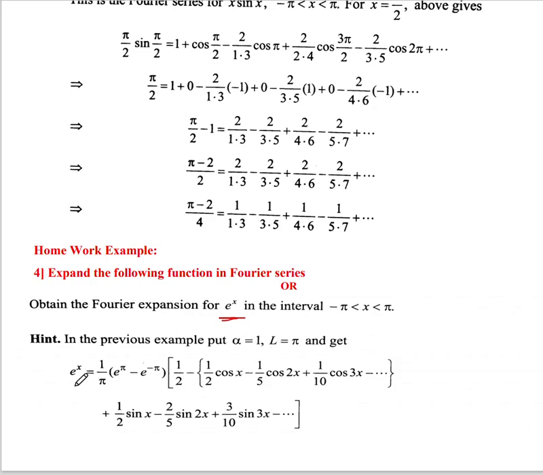Okay, so in this lecture we have seen two problems on a Fourier series, and the third and fourth problems are given to you for homework.